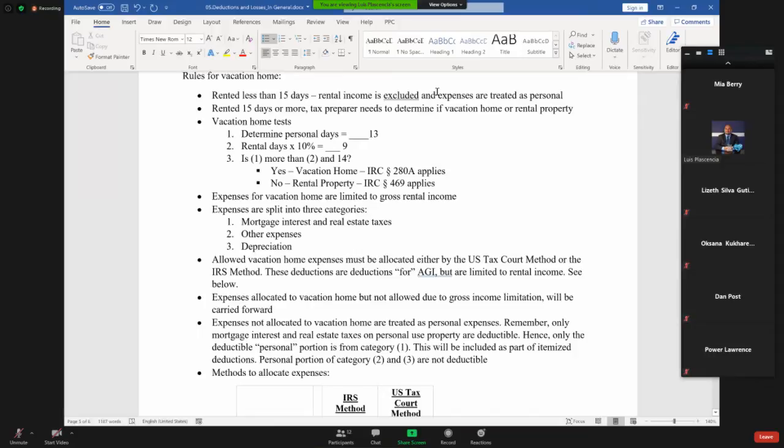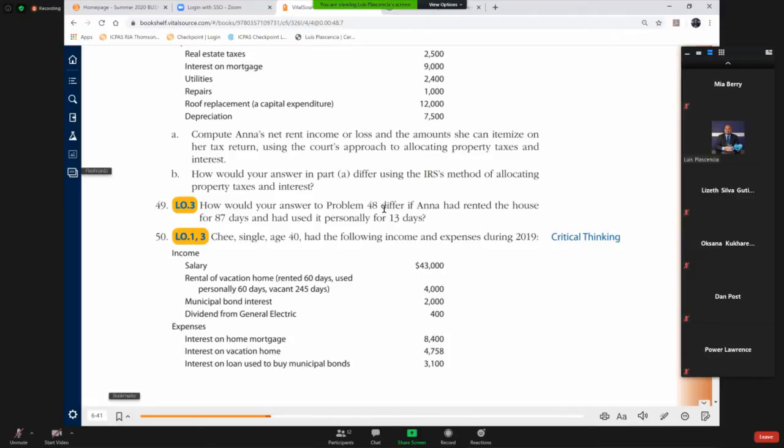Depending on what they wanted to do, maybe they wanted to have it as a rental property. So this is not a vacation home, it's a rental property. Now, for the allocation for rental property, the US tax court method is not allowed. It's just a straight ratio, 87 days rented over 100. That's how you would do the ratios.